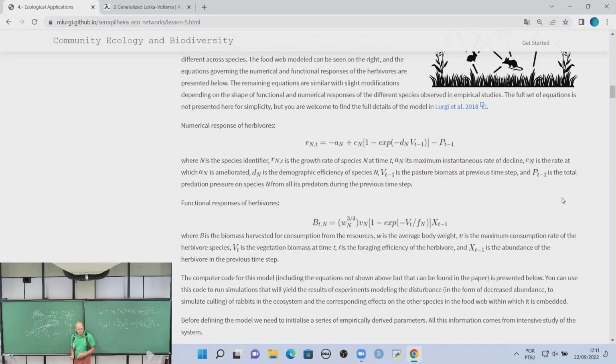Could you talk a little bit more about what the numerical and functional responses are, and can there be other responses than just those? What is the difference between a numerical and a functional response, and are there others besides growth rate and body mass? No, in this particular model, we only have these responses.